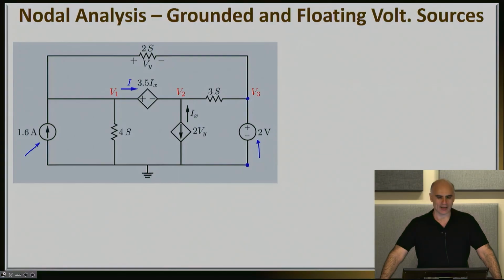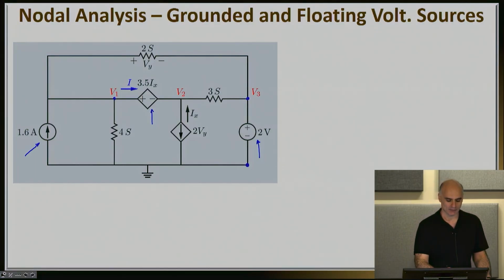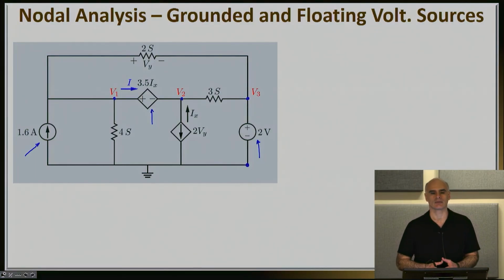And then we also have 2 additional sources which will give us a little bit of thought. One of them is right here, which is a floating voltage source. It's floating because none of its 2 nodes, V1 or V2, are connected to ground. That's the definition for a floating voltage source. To make things even worse, this floating voltage source is a dependent voltage source, meaning its value is not something like 2 or 5 volts, but rather it depends on some other current. In this particular case, its value is 3.5 Ix, where Ix is the current right here.